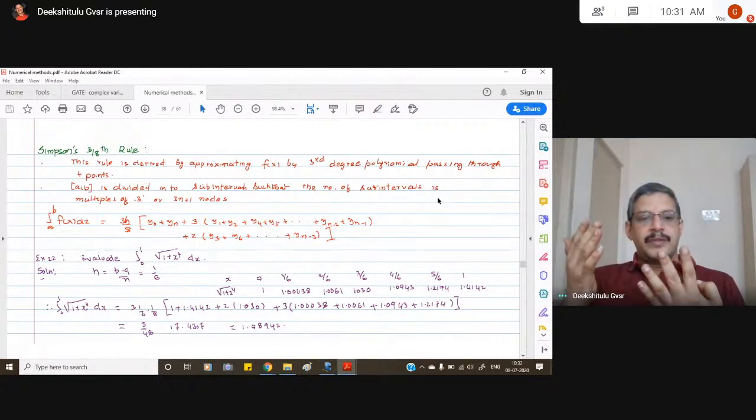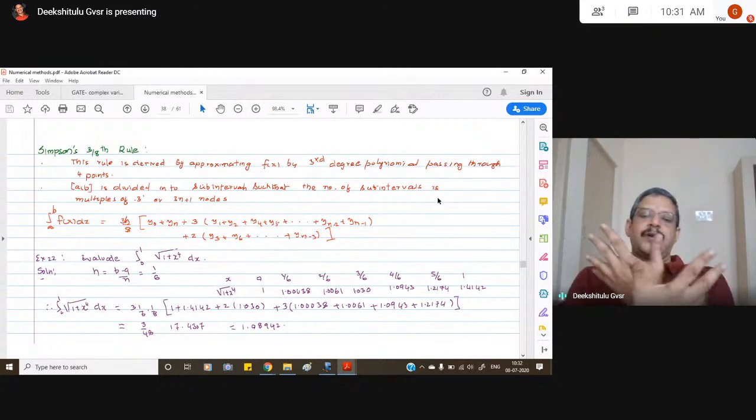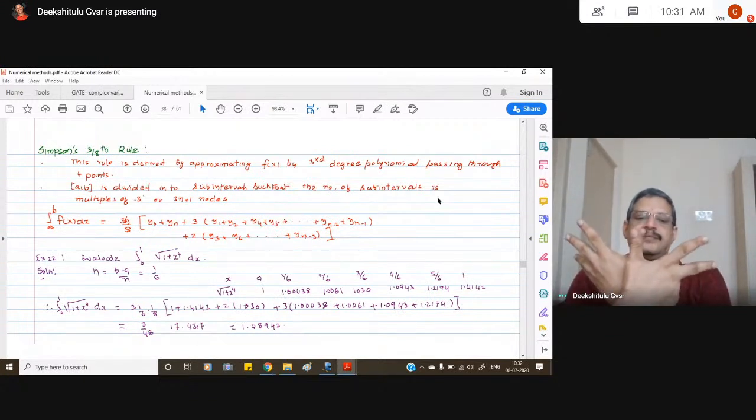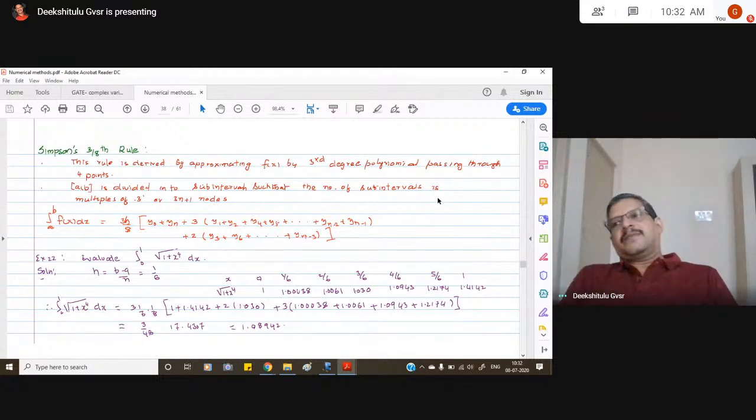Possible value of the number of subintervals, we can have 6. 1, 2, 3, 4, 5, 6. Then how many points do we have? 1, 2, 3, 7 points. So 3n plus 1 points, 7 points, for 6 subintervals. That is, 3n subintervals, or else the number of points is 3n plus 1.